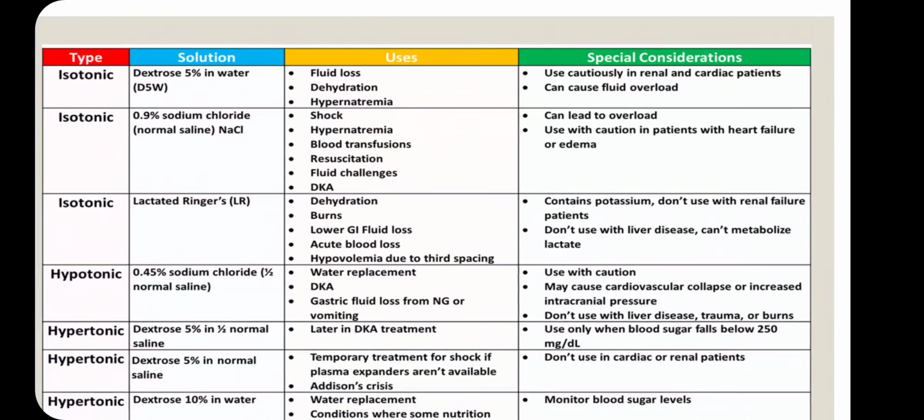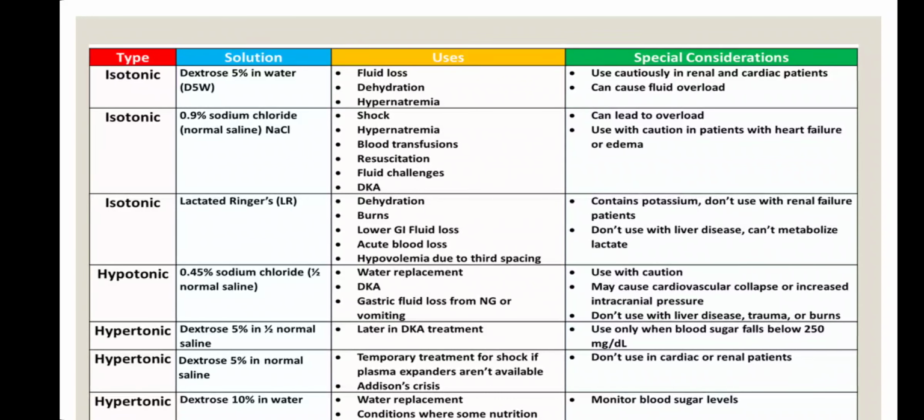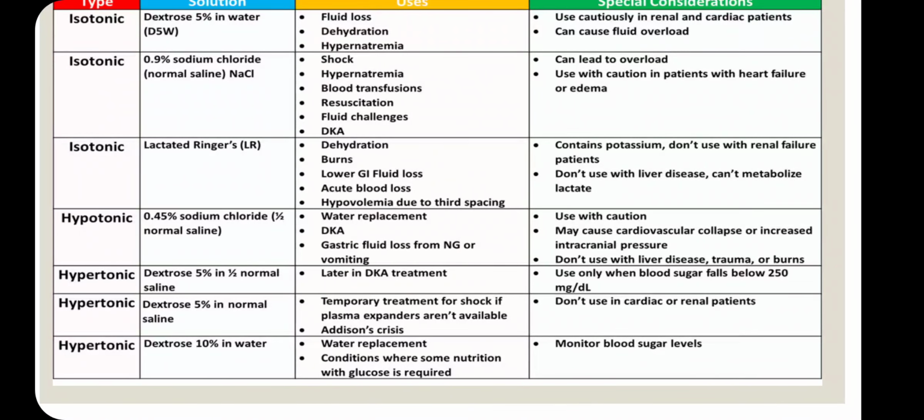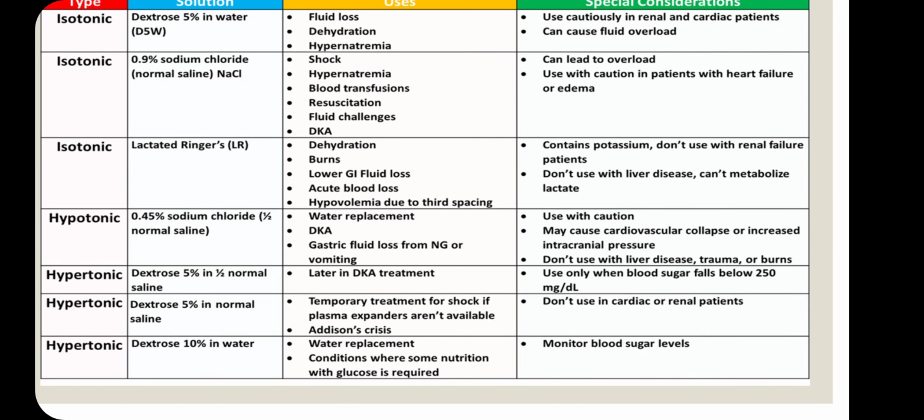Use cautiously in renal and cardiac patients. This can cause fluid overload sa ating D5 water. Okay, sa ating isotonic na PNSS, this can lead to overload and use with caution in patients with heart failure or edema. Okay, for isotonic naman na lactated ringer, contains potassium, do not use with renal failure patients, and do not use with liver disease that cannot metabolize lactate. So, tandaan natin yung mga special considerations kasi once makita natin, we need to take note of that, na pwedeng yun yung mga side effects na pwedeng mangyari sa ating patient.